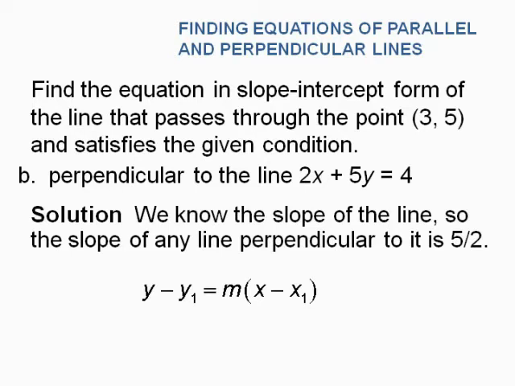All right, now let's do one more like this one. Find the equation in slope-intercept form of the line that passes through the point (3, 5) and satisfies the given condition. Now notice in this case it says it has to be perpendicular to the line 2x + 5y = 4.